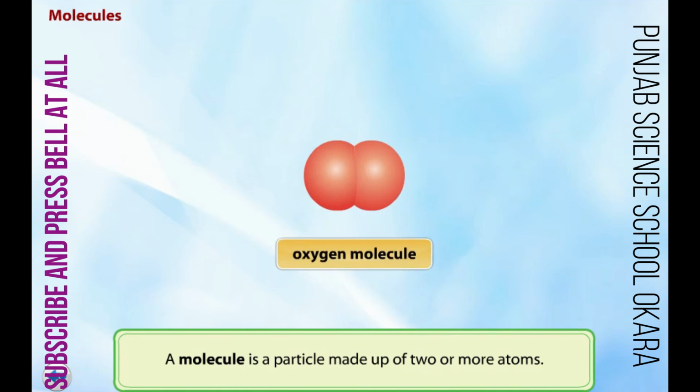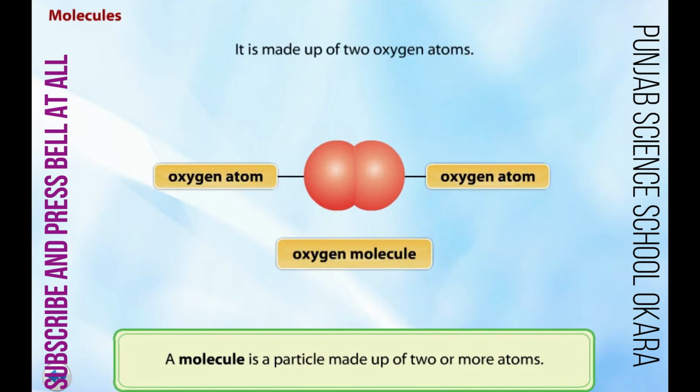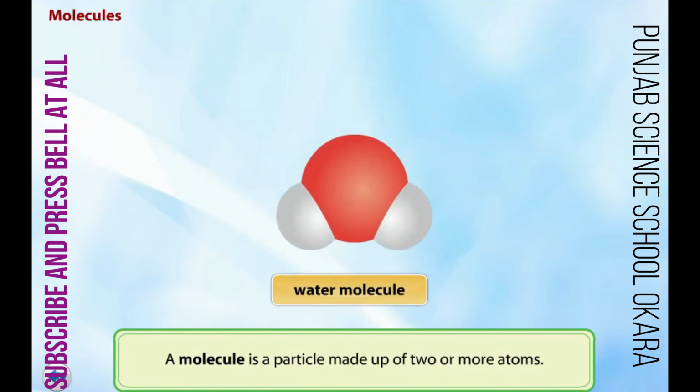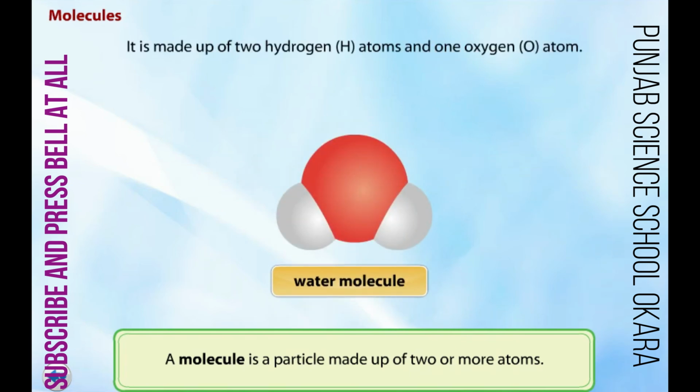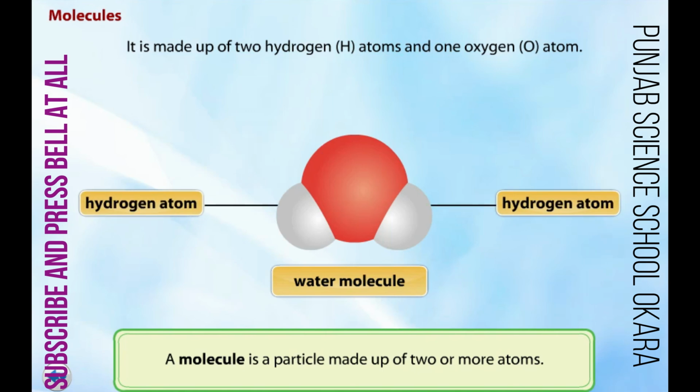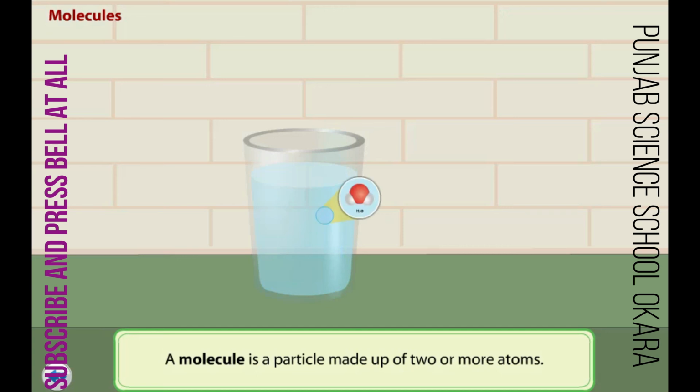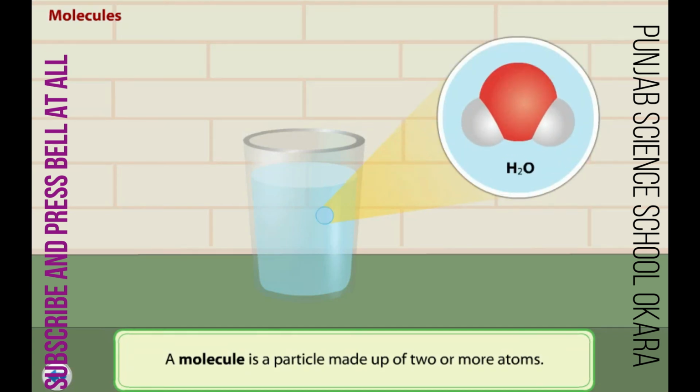This is an oxygen molecule. It is made up of two oxygen atoms. This is a water molecule. It is made up of two hydrogen atoms and one oxygen atom. That is why water molecule is known as H2O.